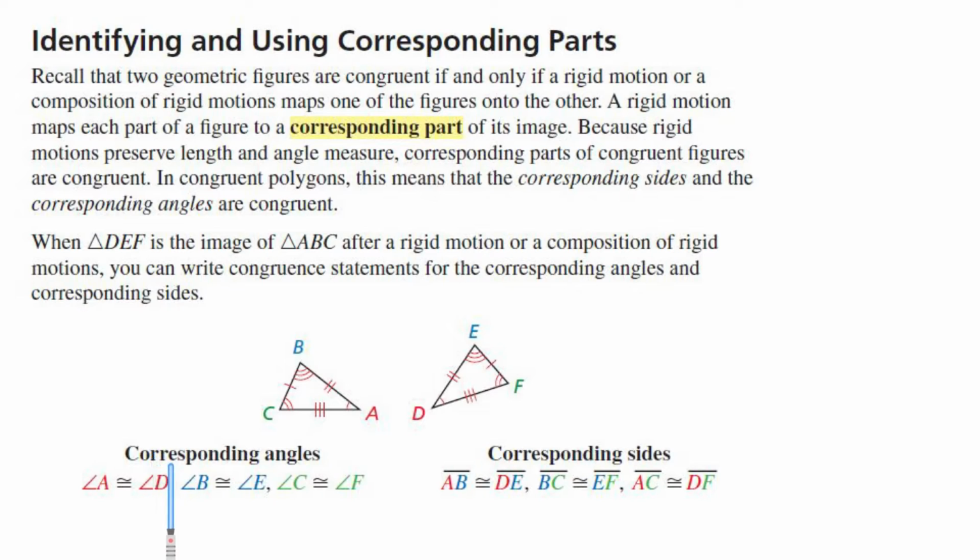So in this case, corresponding angles, angle A and angle D, are congruent, meaning they are equal. Angle B is congruent to angle E. Angle C is congruent to angle F. And the corresponding sides: length AB is congruent or equal to DE. Length BC is equal to EF, and AC is equal to DF.